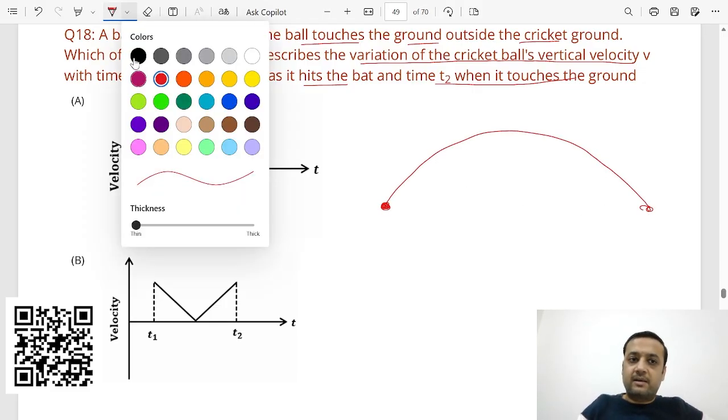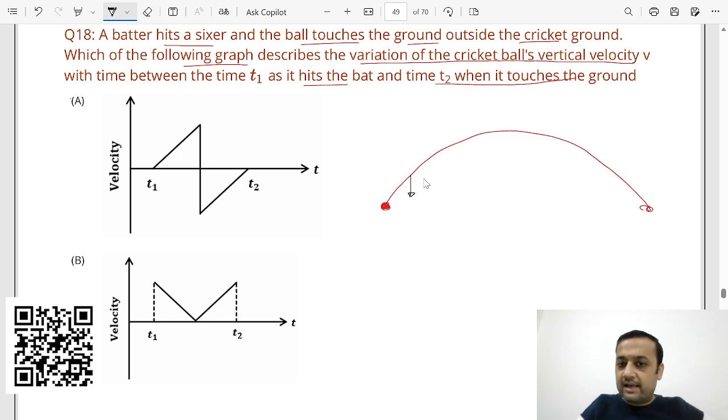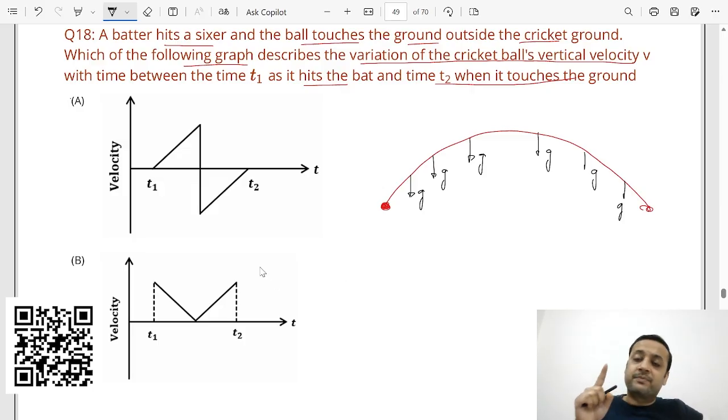Now throughout this vertical motion, if you understand, the vertical acceleration is always gravity, yes or no? Always vertical acceleration is gravity. That means the rate of change of vertical velocity has to be constant, right? Which means the slope of vertical velocity with time has to be constant, because acceleration was always constant. So the graph has to be constant in slope. Slope cannot change. This is a very important point, because the rate of change of vertical velocity is always constant, which means the slope of the vertical velocity-time graph has to be constant.